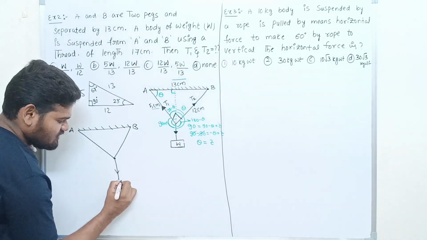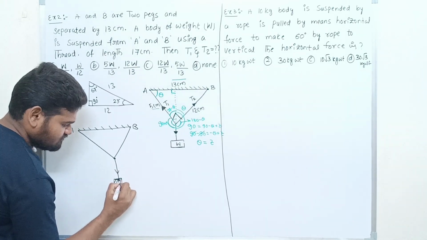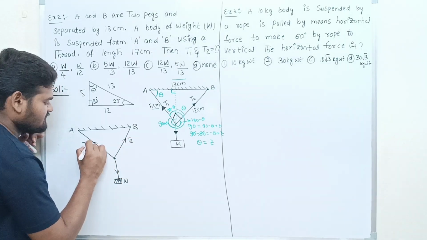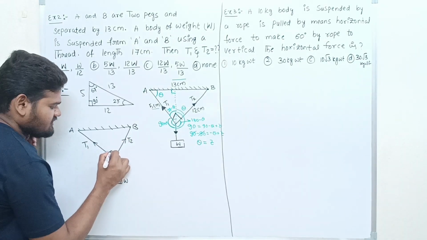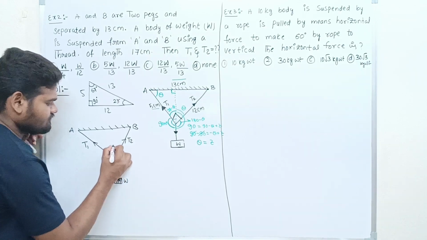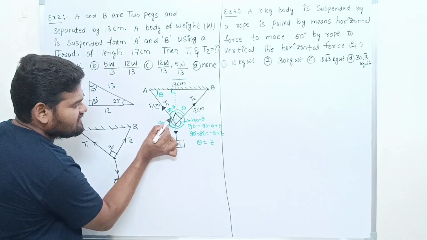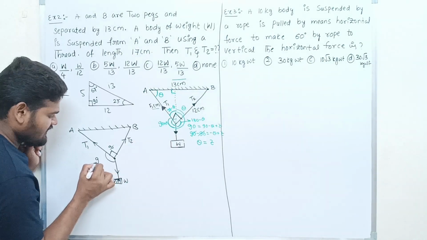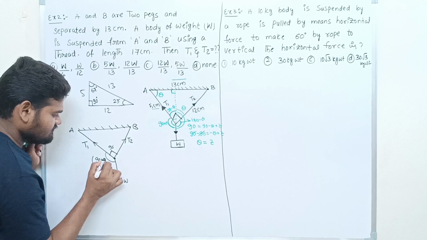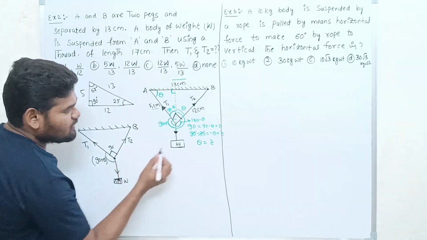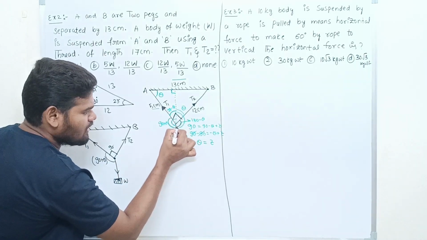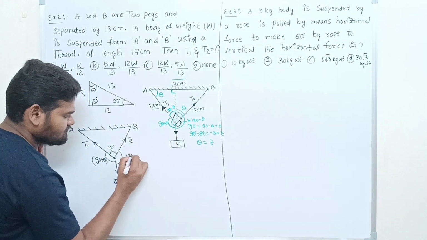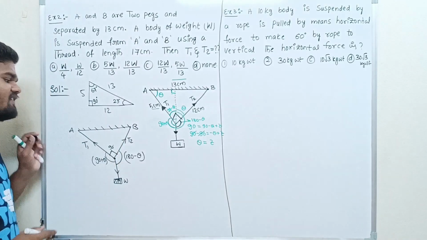Okay, so W, this is our T2, this is T1. The angle between these two is 90 degrees. Now the angle between T1 and W, how much? 90 plus theta. The angle between T2 and W, how much? 180 minus theta. We will get the answer.